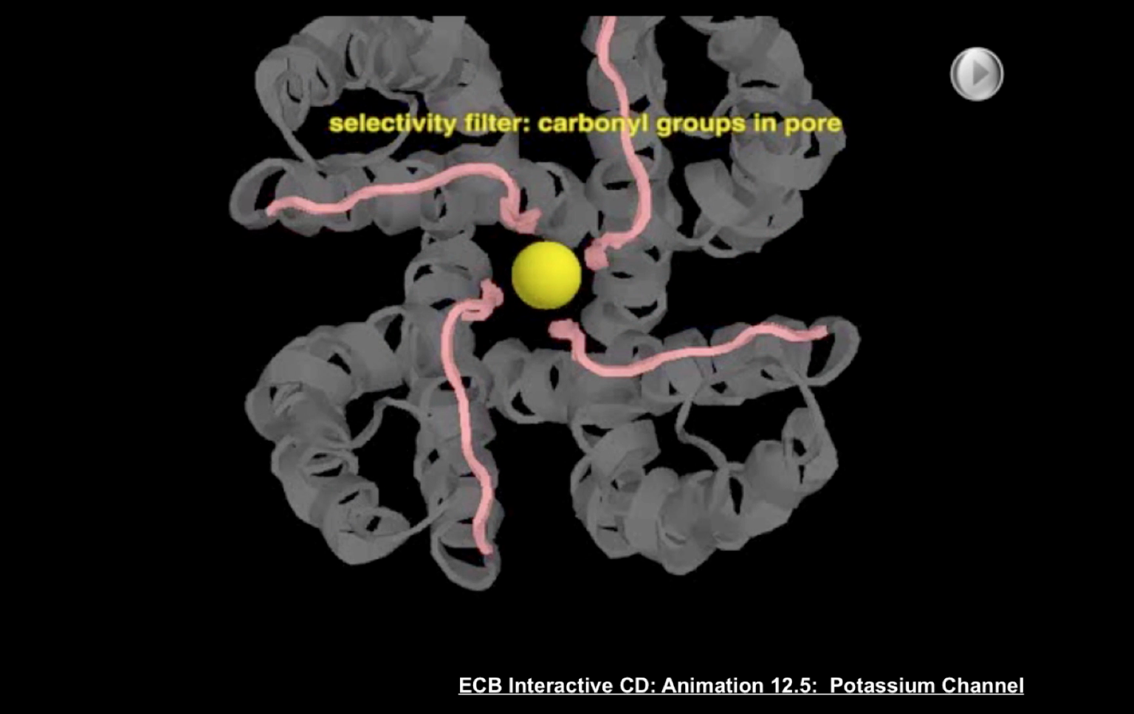In this selectivity filter, carbonyl groups line the walls of the pore. These carbonyl groups are spaced precisely to interact with an unsolvated potassium ion, balancing the energy required to remove its hydration shell. Passage of a sodium ion through the channel is energetically unfavorable because the sodium is too small for optimal interaction with the carbonyl groups.